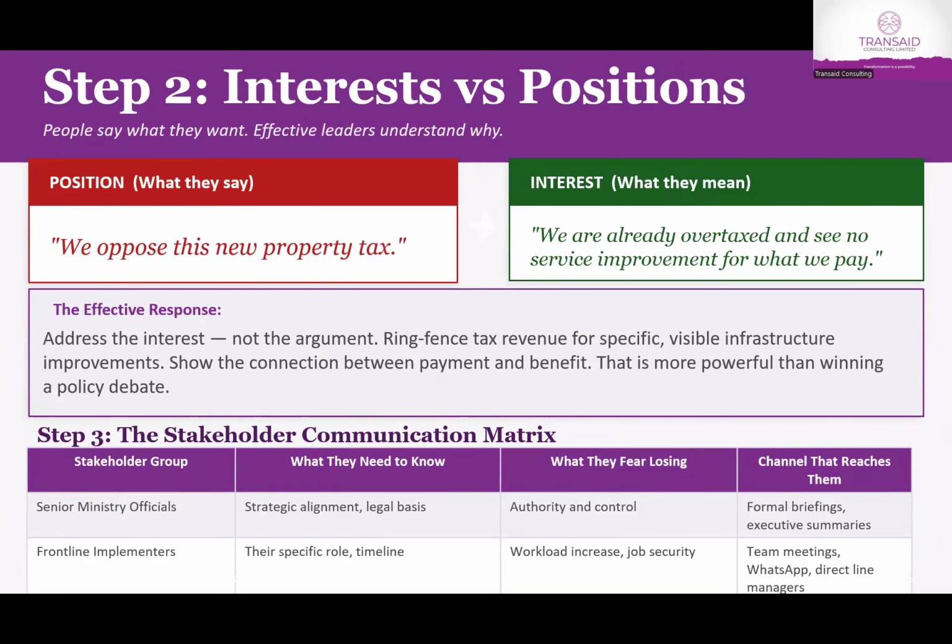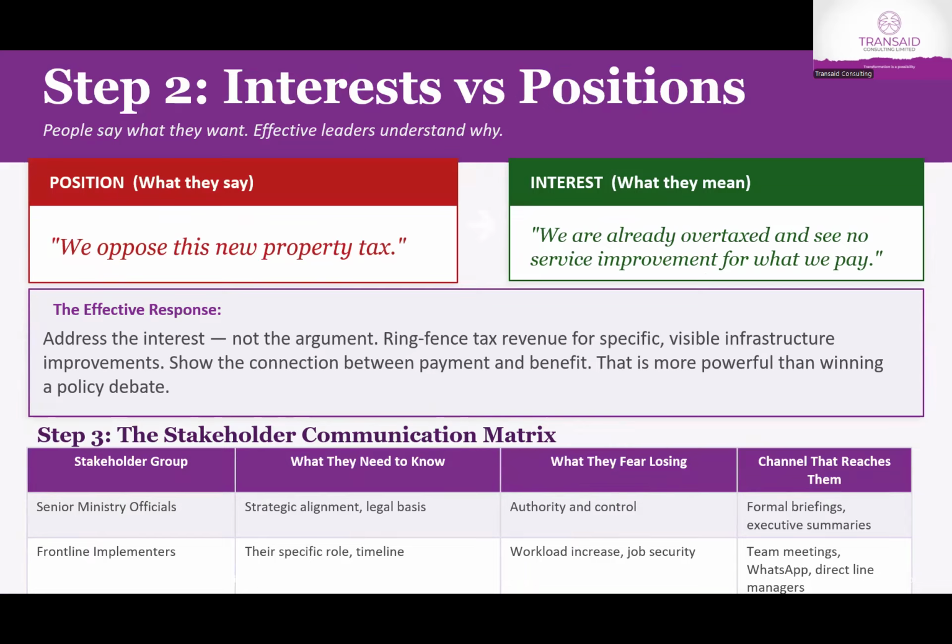Step 2, interest versus position. As a policy professional, you must know people say what they want. Effective leaders understand why they say what they want.